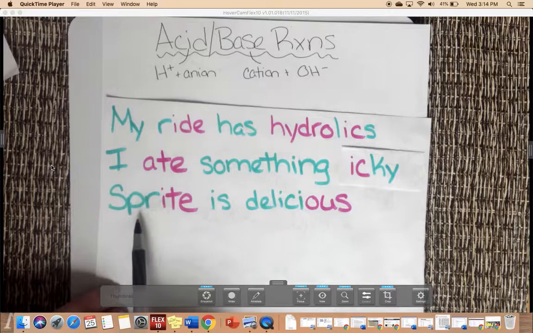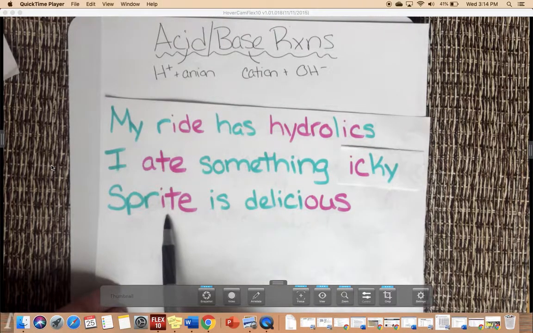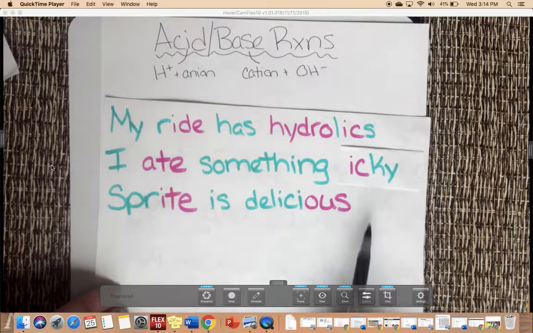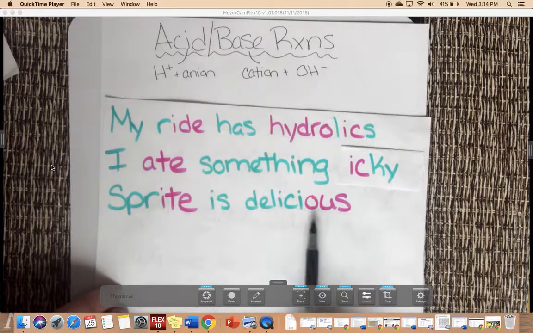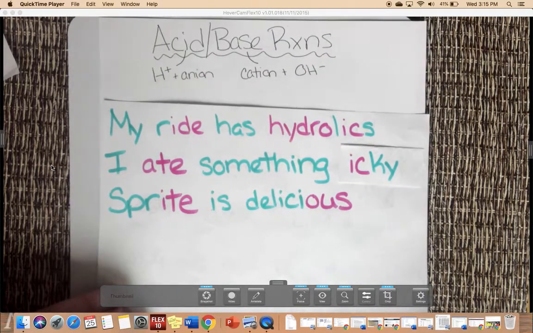And the last one we had: if I have an acid that ends in -ite, it's going to switch to -ous. So if it's hydrogen with sulfite, it's sulfurous. Hydrogen with nitrite is nitrous acid. So we're going to do a quick acid-base reaction.